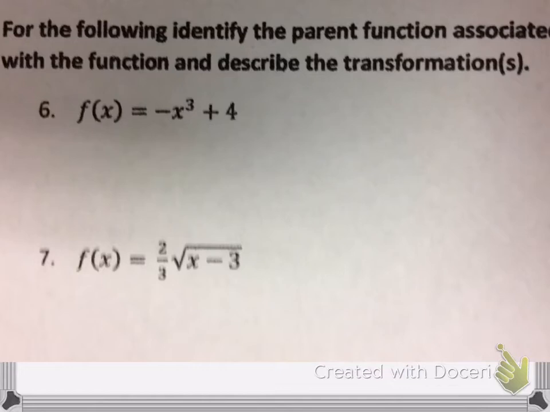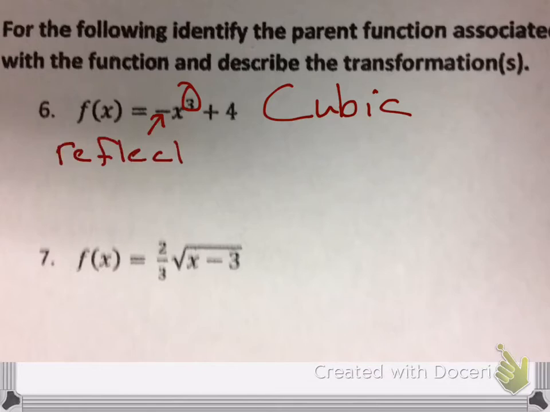All right. So here I want you to identify and then tell me the transformation that occurred. Here I can tell that this is a cubic equation. Transformations: because of this minus, that's a reflection. And then because of this plus 4, it shifted up 4.